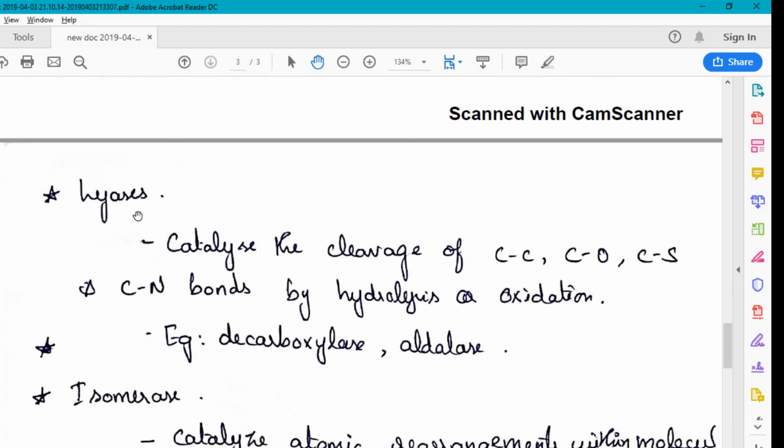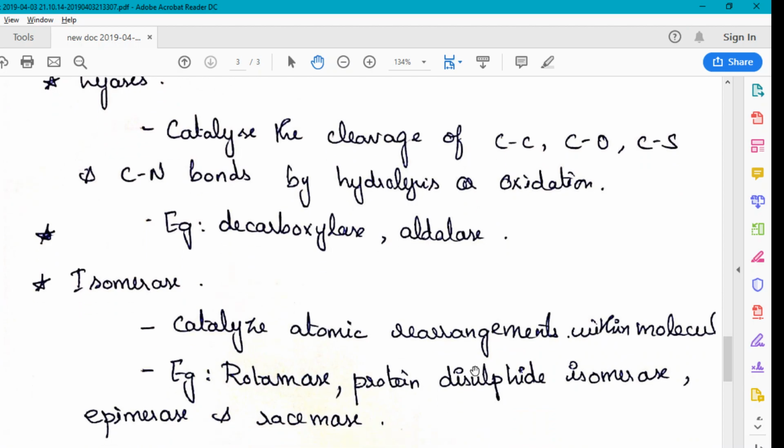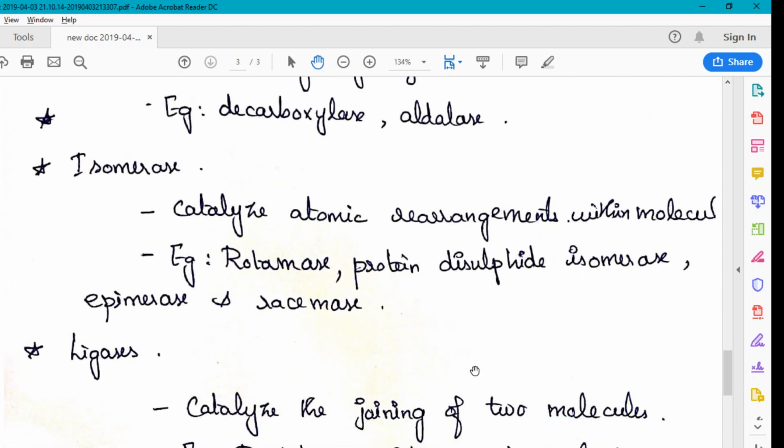Next, we are going to see about lyases. Lyases are catalysts. They are involved in the cleavage of C bonds, that is carbon bonds. It might be a C-C bond or C-O bond or C-S bond or C-N bond. This might be based on hydrolysis or oxidation. Decarboxylase and aldolase are the lyase reactions involved in catalysis.